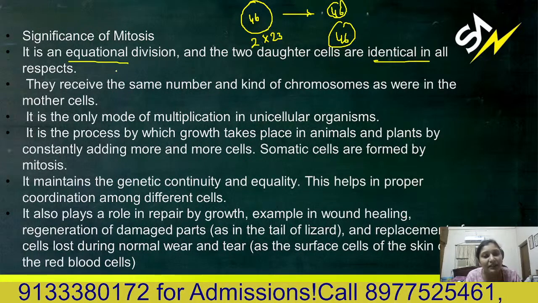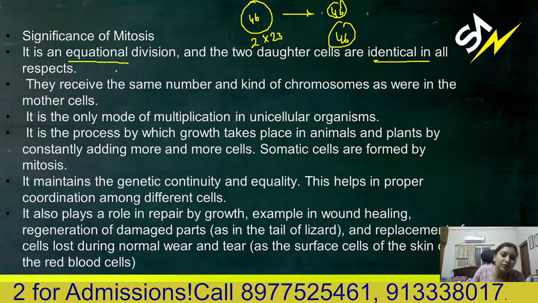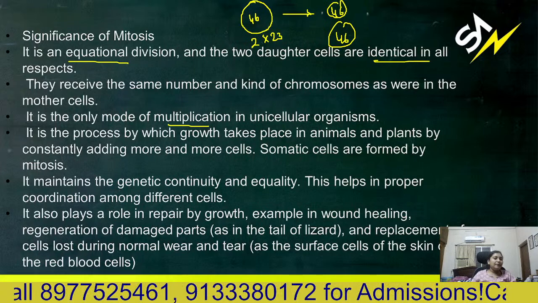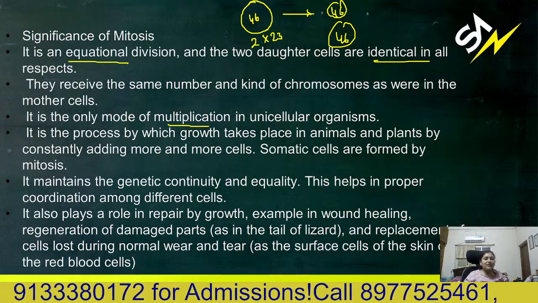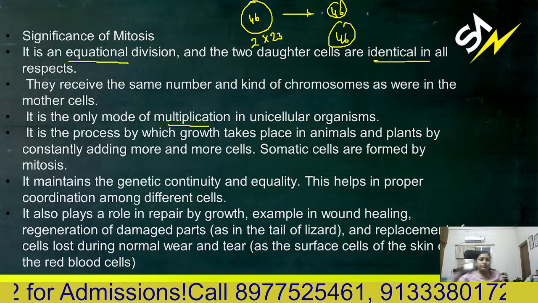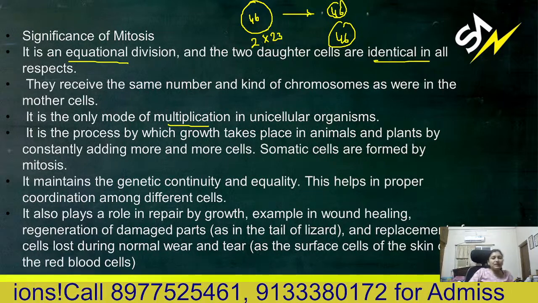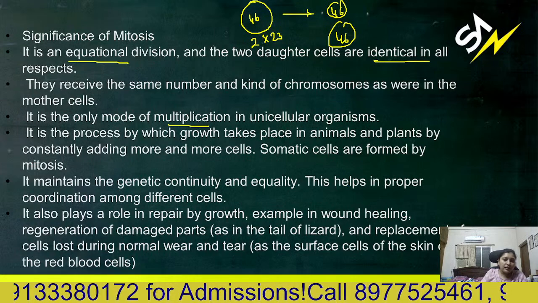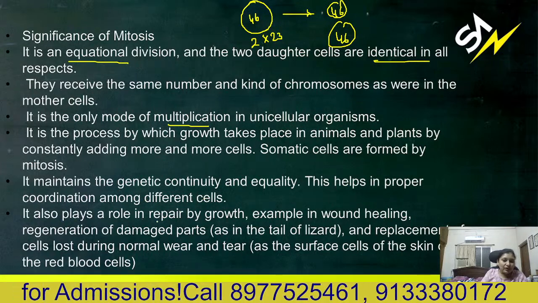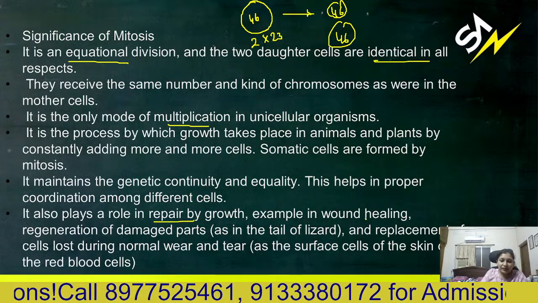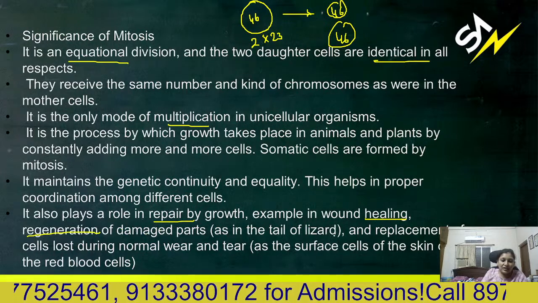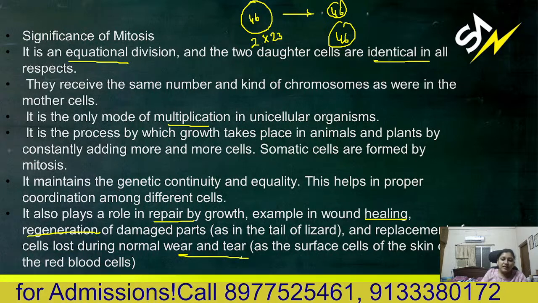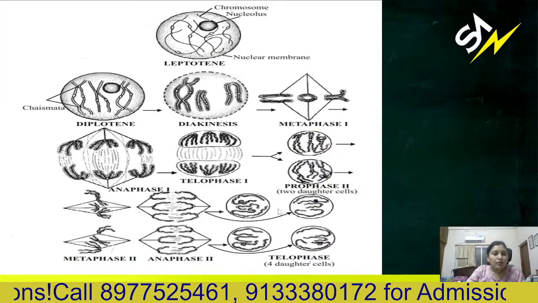It is the only mode of multiplication in unicellular organisms, so unicellular organisms multiply by mitosis. It is the process by which growth takes place in animals and plants. In ourselves, growth takes place by mitosis only. Somatic cells are formed by mitosis. It maintains genetic continuity and equality, which helps in proper coordination among the different cells. It also plays a role in repair by growth, healing, and regeneration of damaged parts, like the tail of a lizard, and replacement of losses during normal wear and tear, such as the surface cells of the skin or red blood cells.